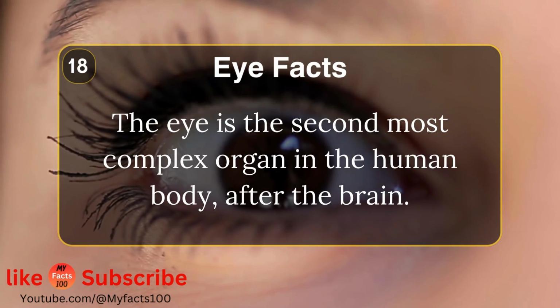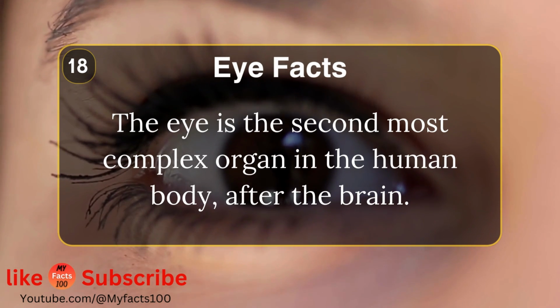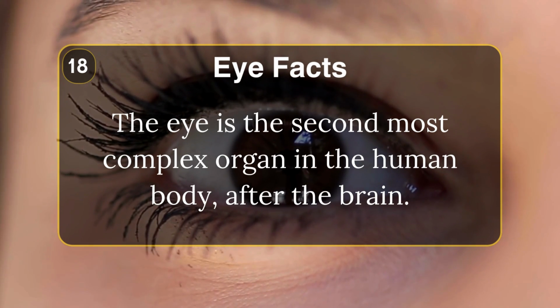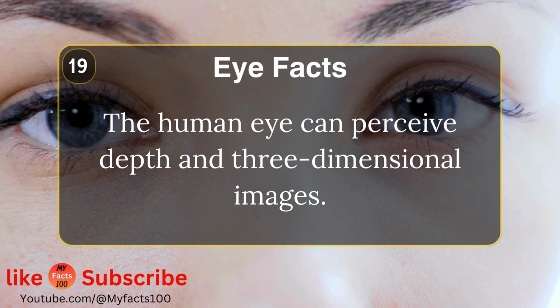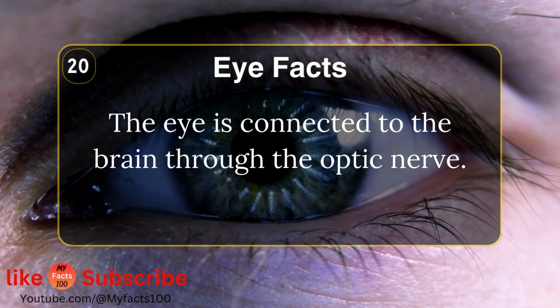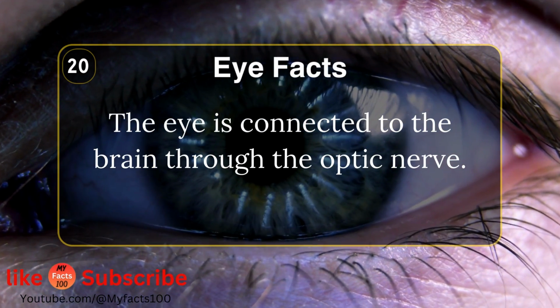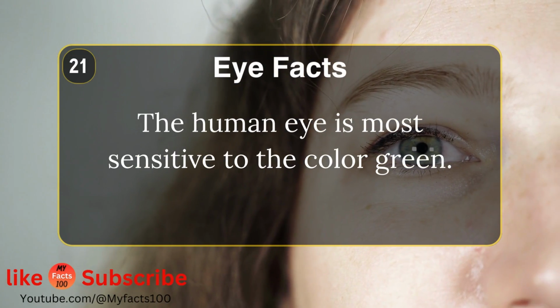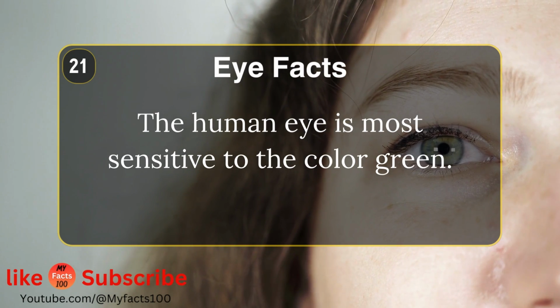The eye is the second most complex organ in the human body, after the brain. The human eye can perceive depth and three-dimensional images. The eye is connected to the brain through the optic nerve. The human eye is most sensitive to the color green.